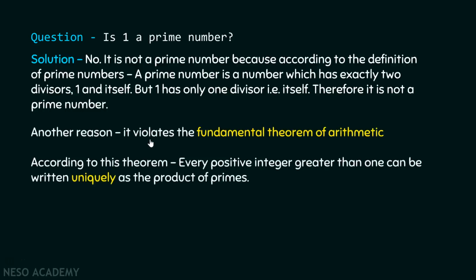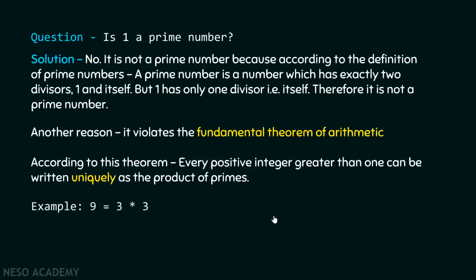Another reason could be that it violates the fundamental theorem of arithmetic. According to this theorem, every positive integer greater than 1 can be written uniquely as the product of primes. This simply means if we have a positive integer greater than 1, then we can write that positive integer as a product of primes, and that too uniquely. For example, we can represent 9 as 3 into 3. Now what does this term uniquely mean? This simply means that no matter what, we can represent 9 by 3 into 3 only. The only prime product of this number is 3 into 3.